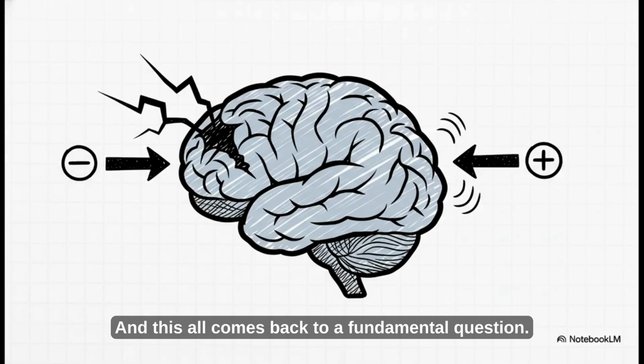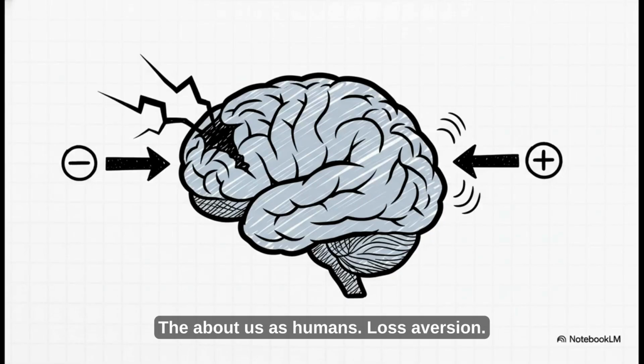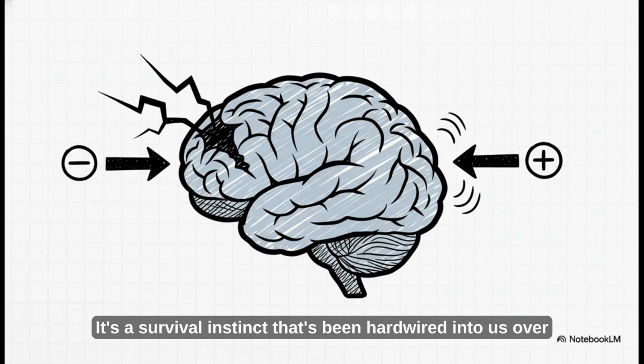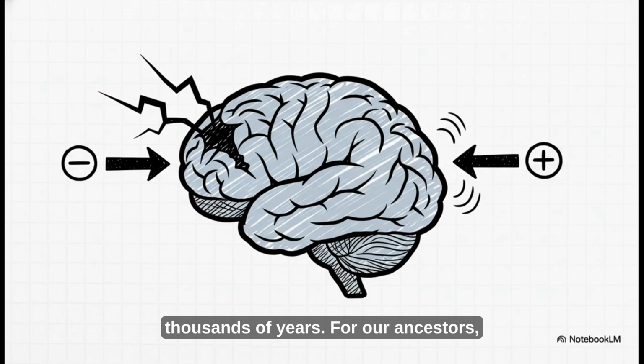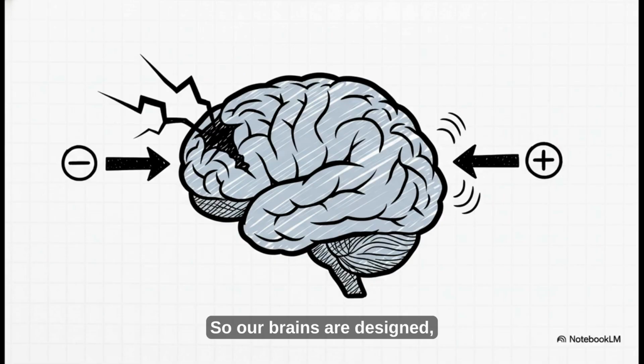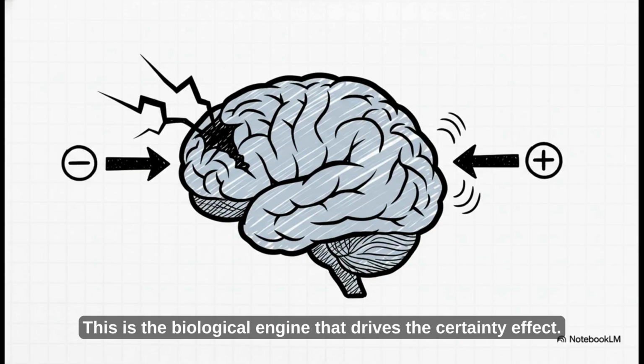And this all comes back to a fundamental truth about us as humans: loss aversion. Neurologically speaking, the pain of a loss is about twice as powerful as the pleasure of an equivalent gain. Think about that. This isn't just a preference, it's a survival instinct that's been hardwired into us over thousands of years. For our ancestors, losing a food source could be a death sentence, while finding an extra one was just a nice bonus. So our brains are designed, first and foremost, to avoid risk. This is the biological engine that drives the certainty effect.